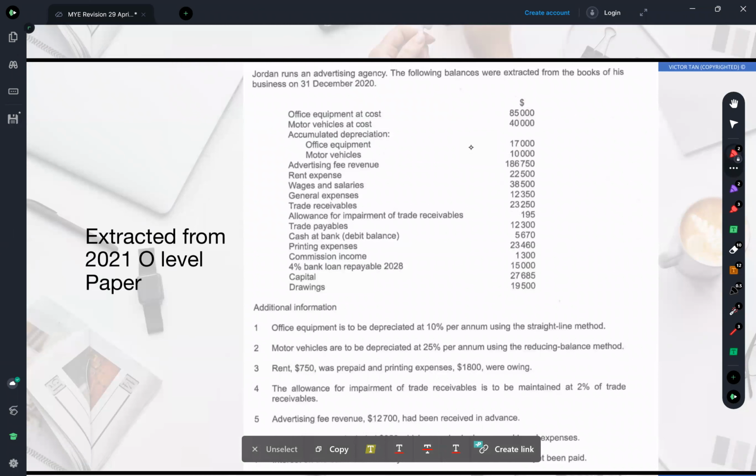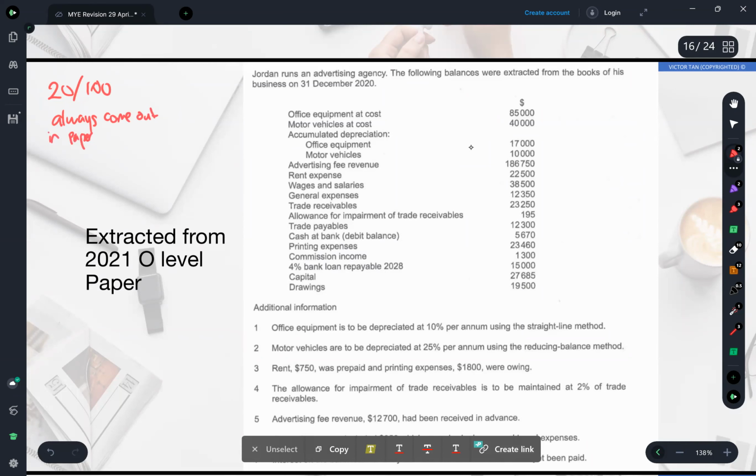The good thing about POA is this question is 20 marks in the exam. And it always comes out in paper 2. POA has paper 1 and paper 2. If you know how to do this question, usually you can get full marks for it. Even if you don't get full marks, you make one mistake, two mistakes, you get 18 out of 20, or 17 out of 20, you still can get A1.